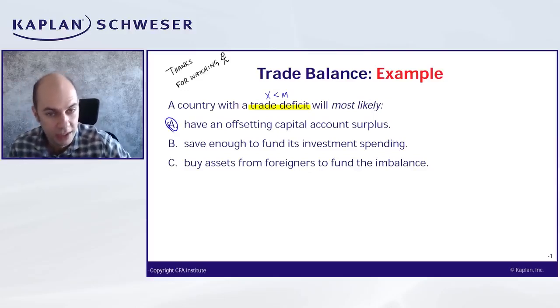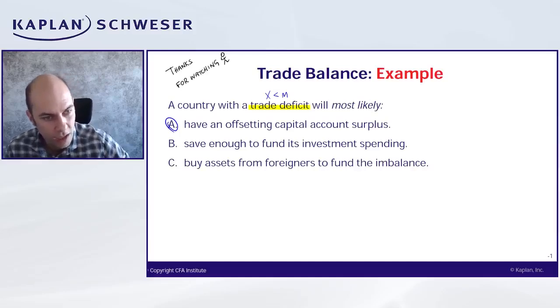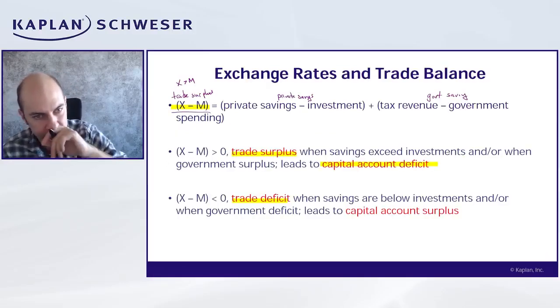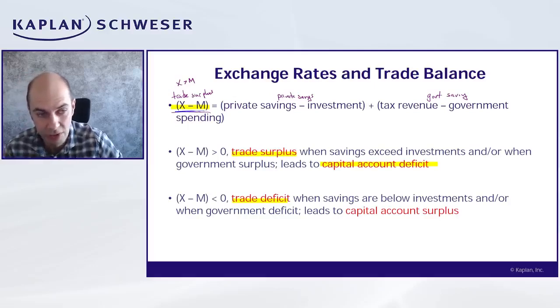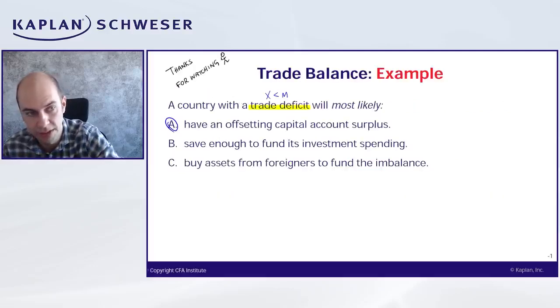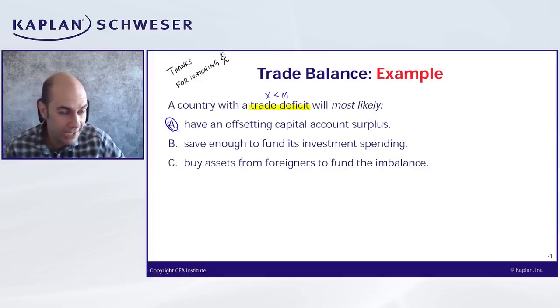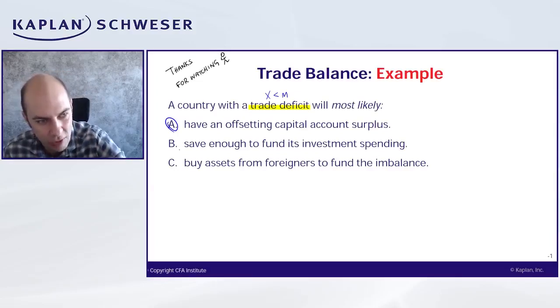So that's going to be our correct answer, but let's just rule out Bravo and Charlie. So save enough to fund investment spending. Well, if you go back here, you would want S to be greater than I, right? You would want a positive number on the right-hand side, most likely when you have a positive number on the left-hand side. So when you're running a trade surplus, but when you're running a trade deficit, you've got a negative number on the left-hand side, so you're going to probably want the negative number on the right-hand side. So you're going to want your investments to exceed your savings. So that doesn't sound right.